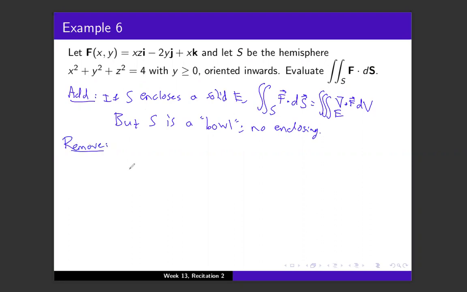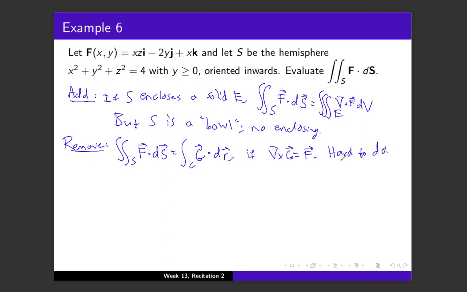So maybe we can remove one. Can we? Well, that would be Stokes' theorem, for some other vector field G dot dr, if the curl of G is equal to F. But that's hard. It's hard finding a vector field that's the anti-curl. So that might not work either.